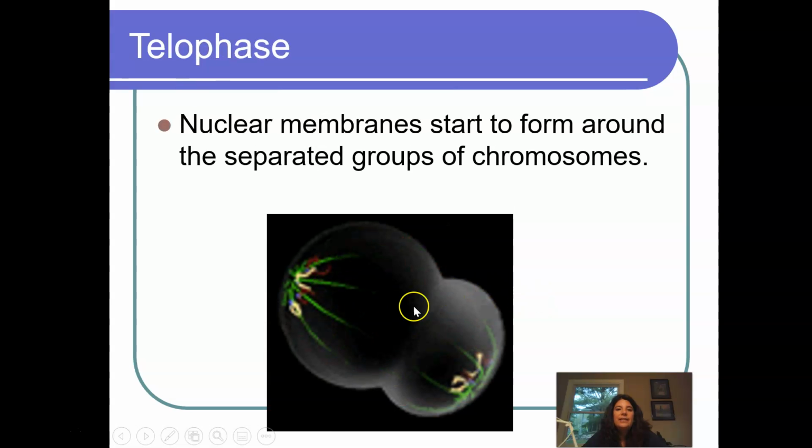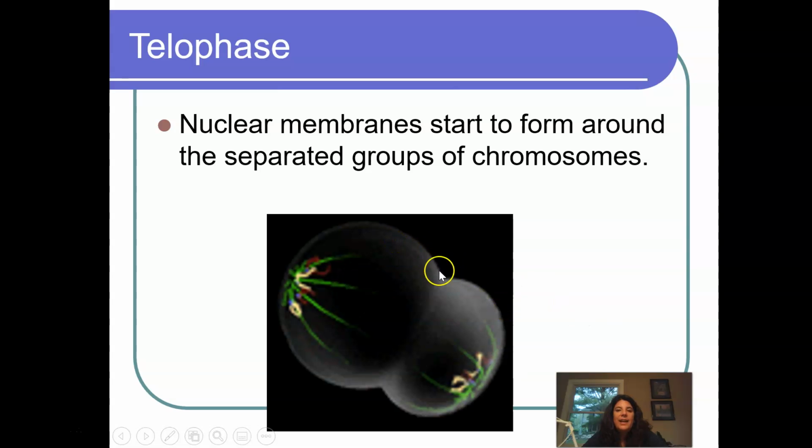During telophase, the nuclear membrane is going to start to reform around those chromosomes on each end of the poles. The nucleus starts to reform, the nuclear membrane starts to reform, and at the very, very end of telophase, we basically have one cell that has two nuclei in it.